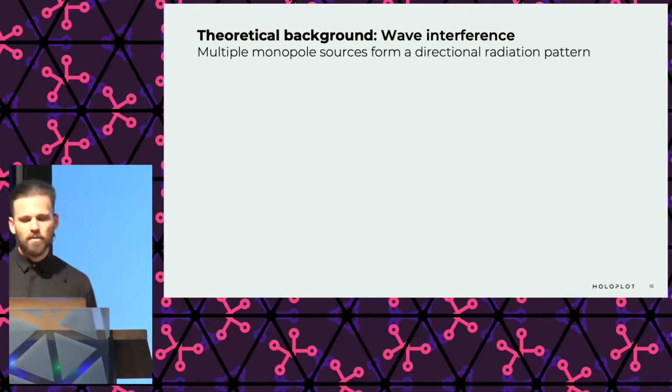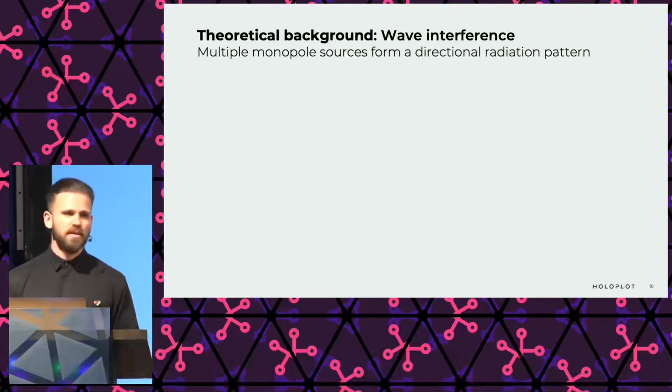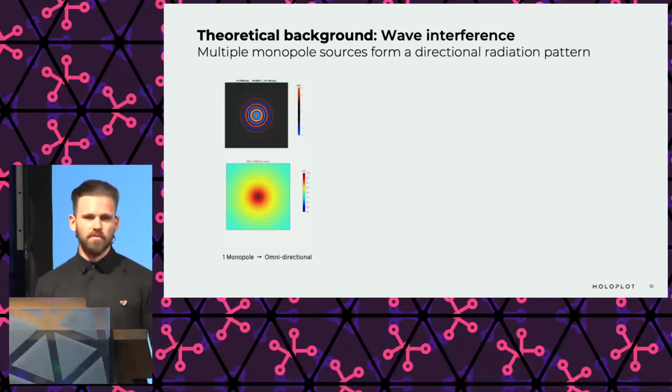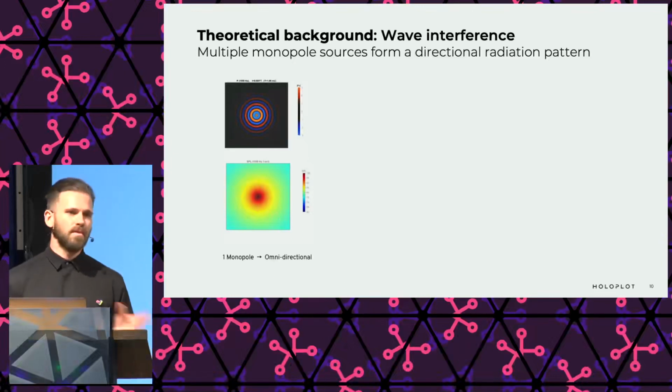To understand how wave interference occurs in space, let's take a look at a couple of examples using a monopole source. A monopole source is a theoretical, infinitely small sound source that radiates energy with equal level in all directions for all frequencies.